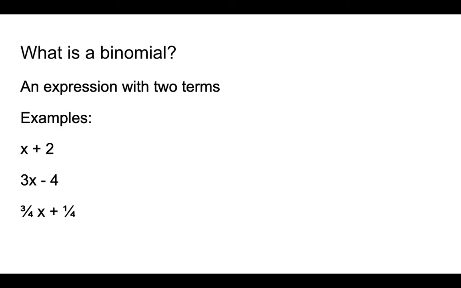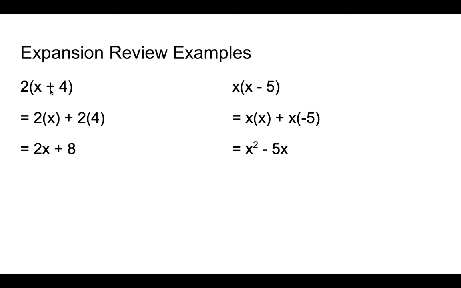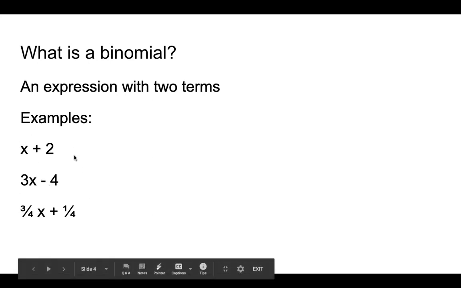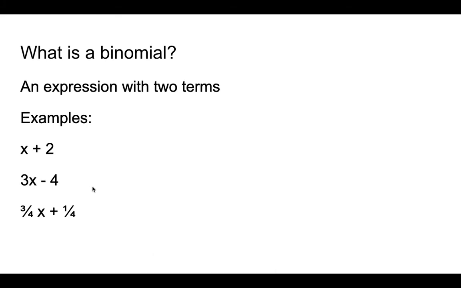So what is a binomial? Well, we actually saw one in the last page. I think it was x plus 4. So this is a binomial. So a binomial is any expression that has 2 terms in it, and those terms are separated by an addition sign or subtraction. And these are all examples of binomials. It could be x plus y, it could be a plus b, it could be 3 plus 20x, anything that has 2 terms in it separated by an addition or subtraction sign.